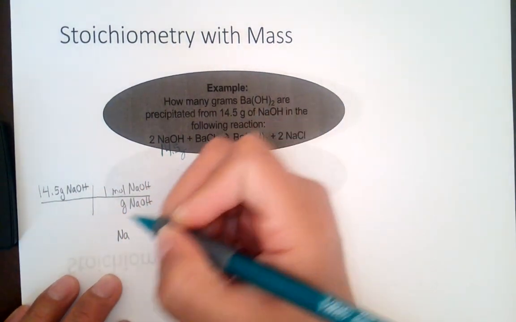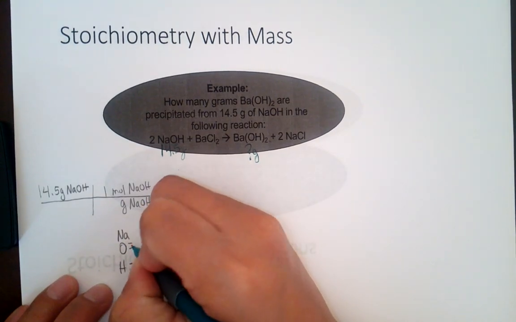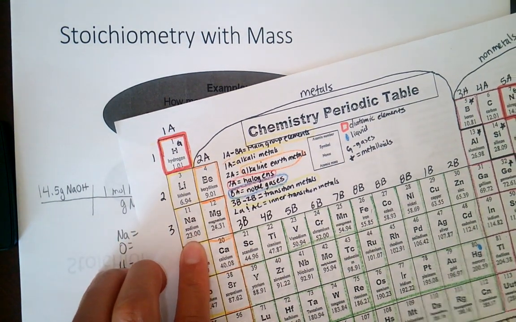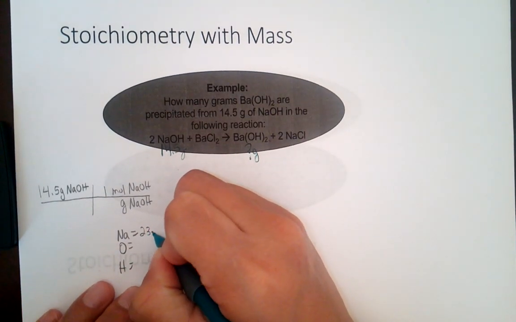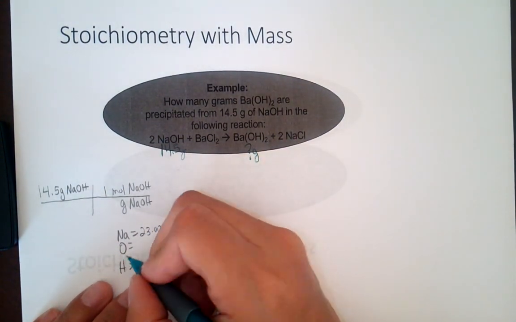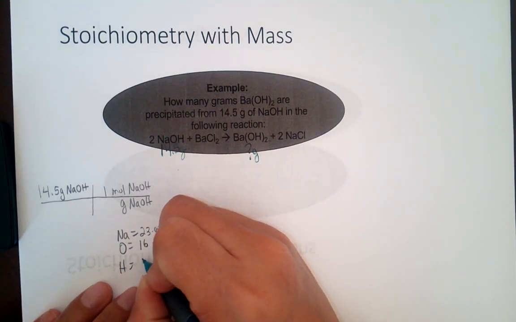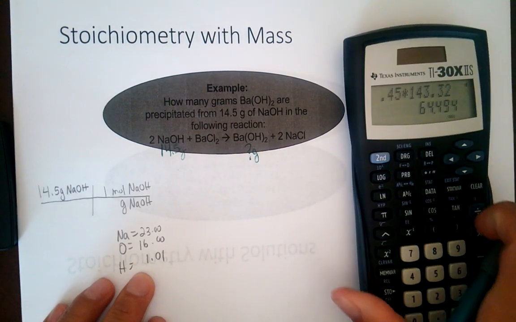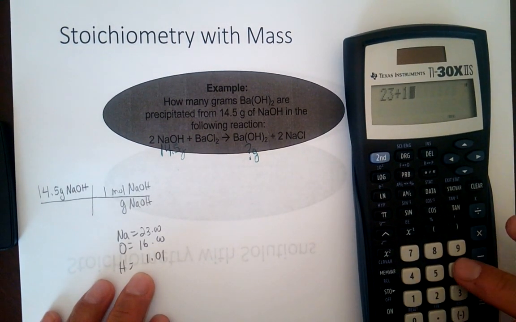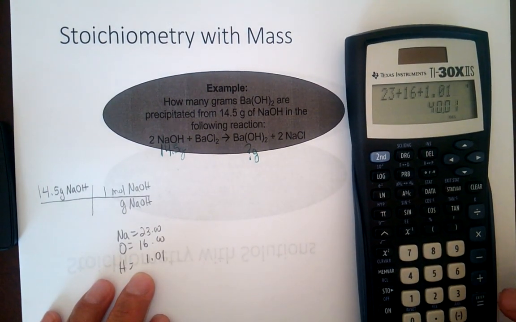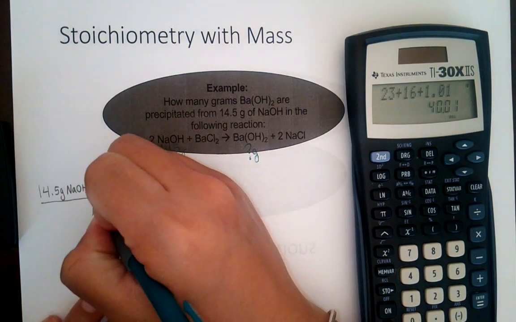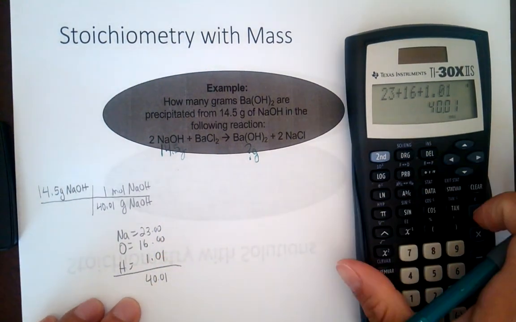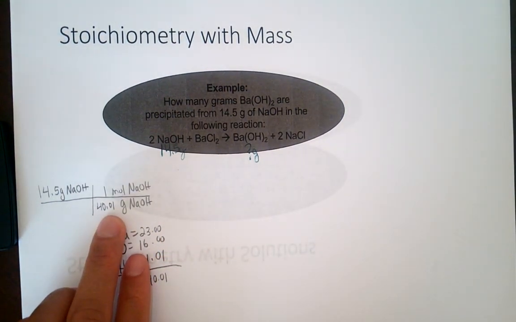You need to figure out Na, you need to figure out O, you need to figure out H. If you look in your periodic table for Na, you get 23. If you look in the periodic table for O, you get 16. If you look in your periodic table for H, you get 1.01. You add this all together, so 23 plus 16 plus 1.01, you get 40.01. Okay, it's 40.01 grams of NaOH.